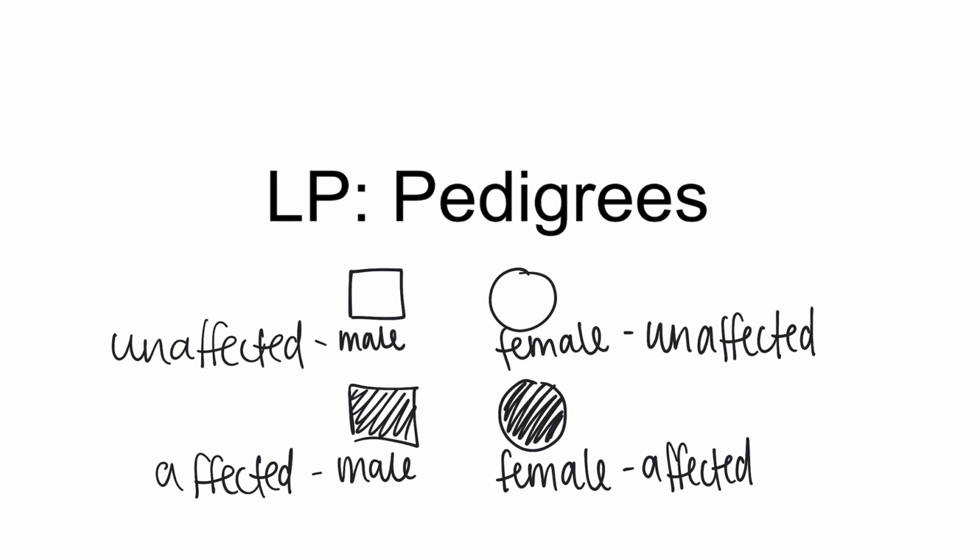Now, when you see a line connecting individuals with a line that goes down to other individuals, that symbolizes two people that had children.